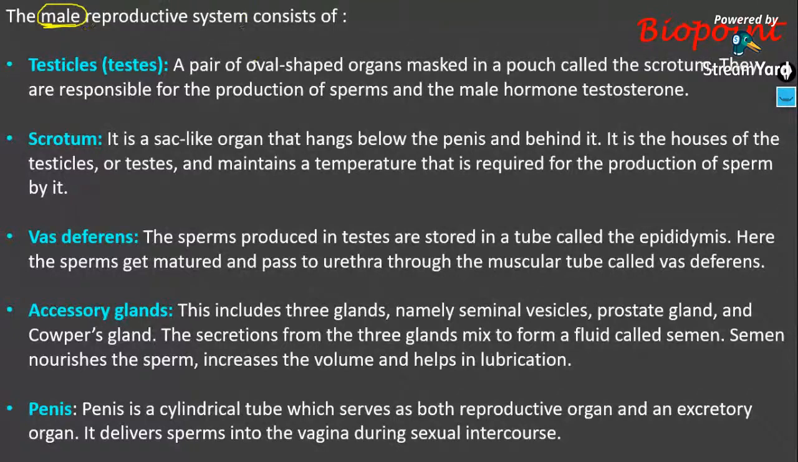Yes. So the male reproductive system consists of a very important organ, that is the testis, or you can call it the testicle, singular and plural. A pair of oval-shaped organs housed in a pouch-like structure called the scrotum. Why? Can anyone comment on the chat box why the testis is located outside the abdominal cavity?